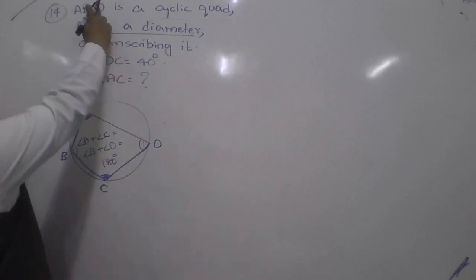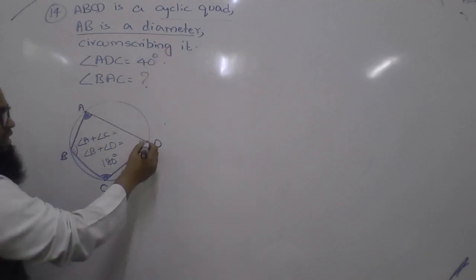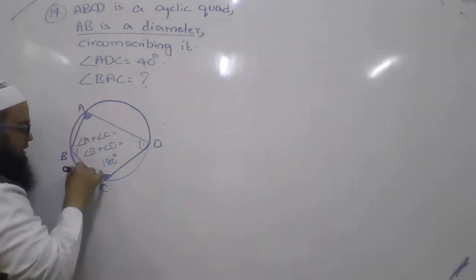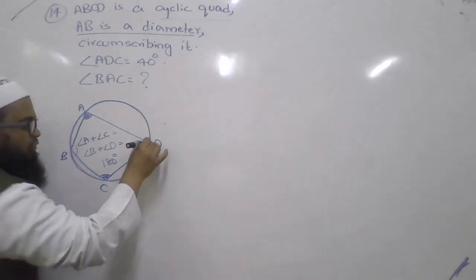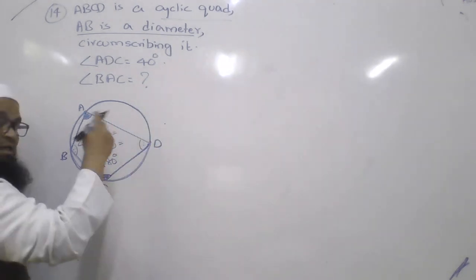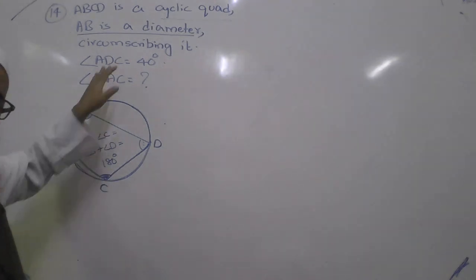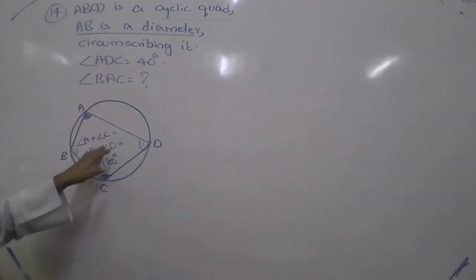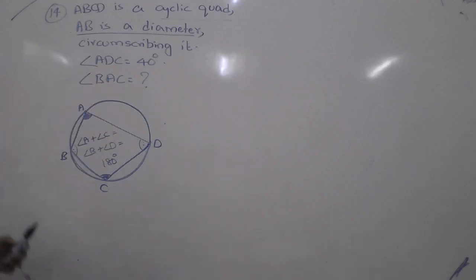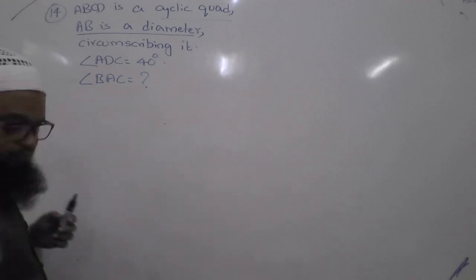And ABCD is a cyclic quadrilateral such that AB is a diameter, circumscribing it. What is circumscribing it? That means the circle touches all four vertices of the quadrilateral, and the quadrilateral is inside the circle. It is not that the circle is inside the quadrilateral. The quadrilateral is inside the circle, circumscribing it. So now let us go to the problem.